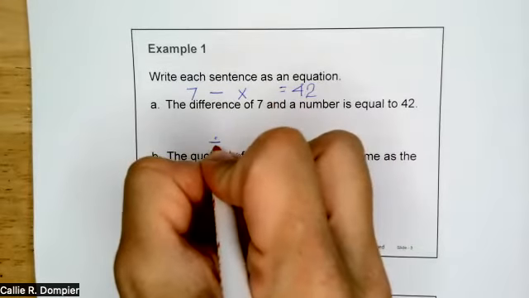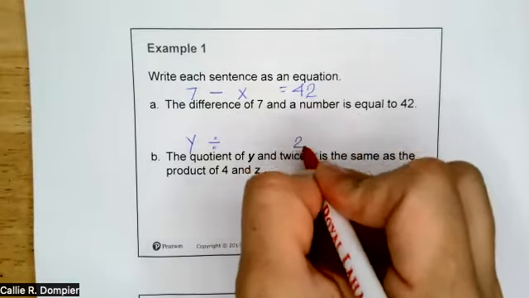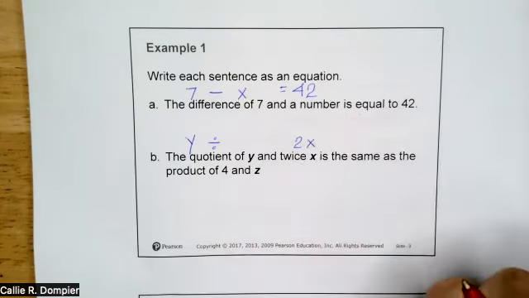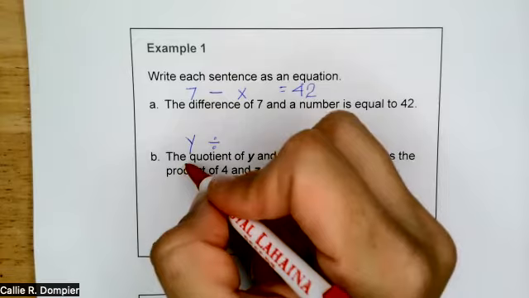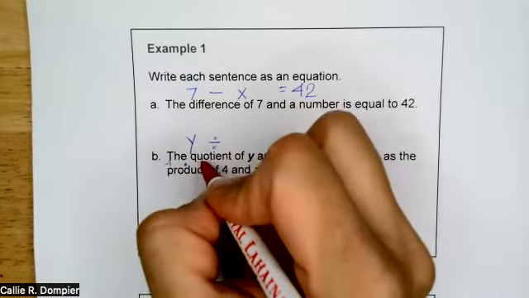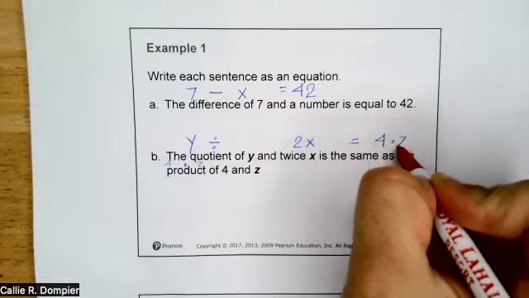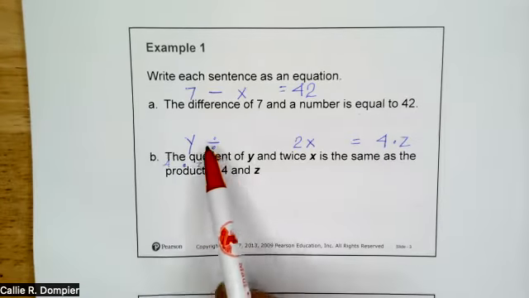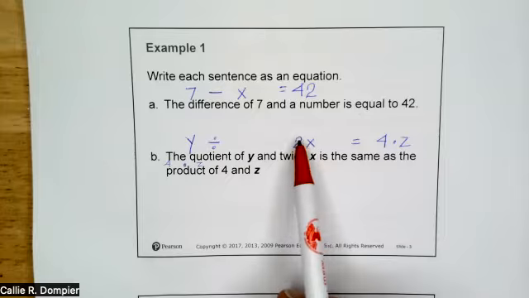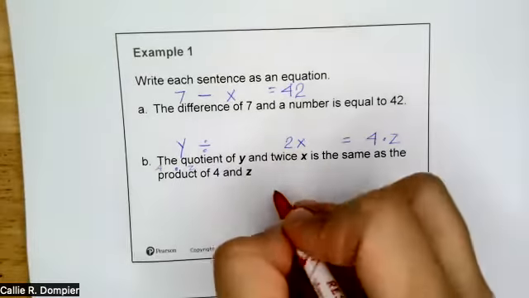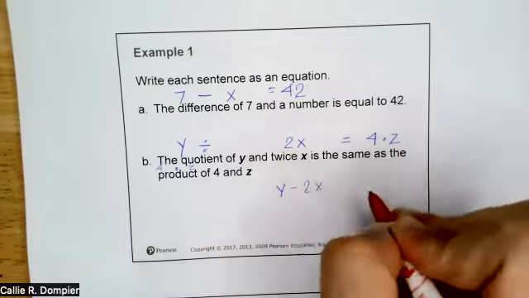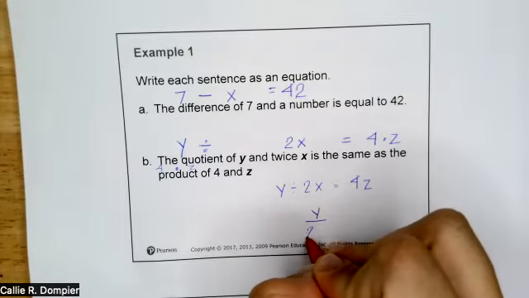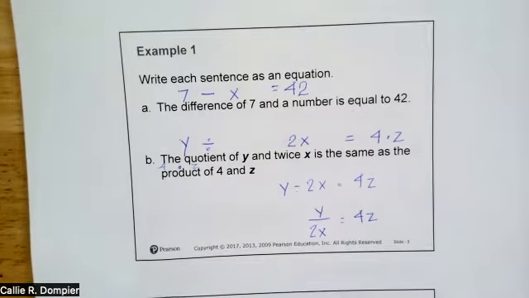The quotient of y and twice x is the same as the product of 4 and z. If you do something twice, it's 2 times, which is just 2 multiplied by. So remember, you go in order. I saw y first, so I'm going to say y, then the quotient or division sign, and then 2x. So we have y divided by 2x is the same as 4z. This is horizontal. You can also write it vertically: y over 2x is 4z, because fractions are just division.